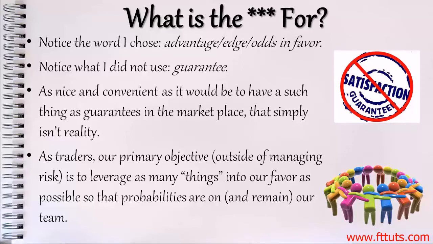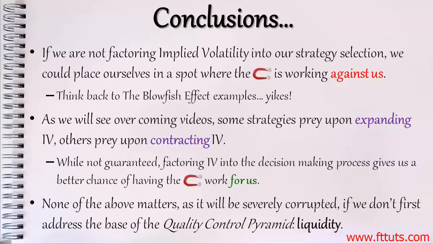And just to keep referring back to it, you could have been wrong in those examples of Apple from the blowfish effect. The price went $8 against you, but because you had the magnet on your team, you could have still come out ahead, and it would have been a great play. So the magnet is a very powerful player in the game, in the world of options trading, and we need to do everything to the best of our ability to put the magnet onto our team.